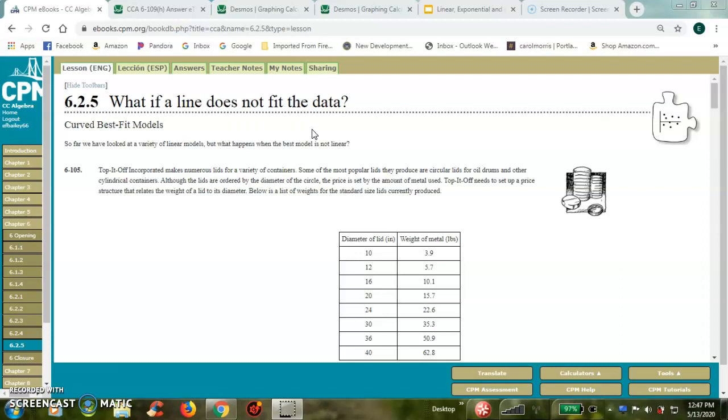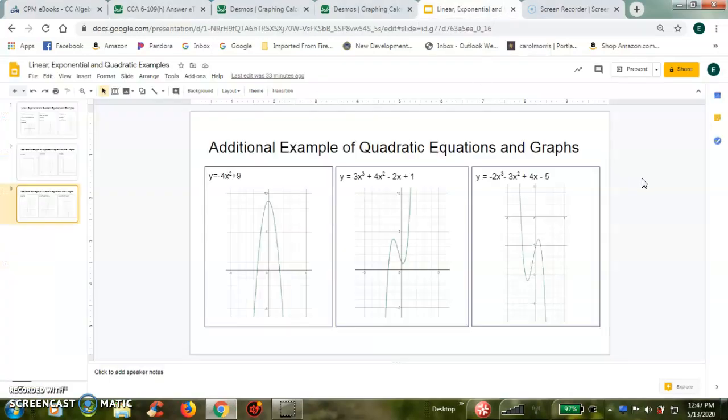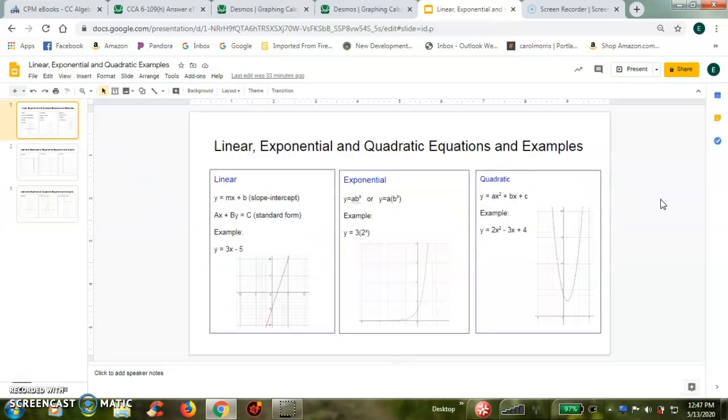But here is the point of this chapter. What if a line does not fit the data? And we're going to look at curved best fit models. So in order to do that, I just want to take a little time to review. We did some work already this week reviewing linear, exponential, and quadratic functions. So that's why we did this, because we're going to be looking at curved situations.